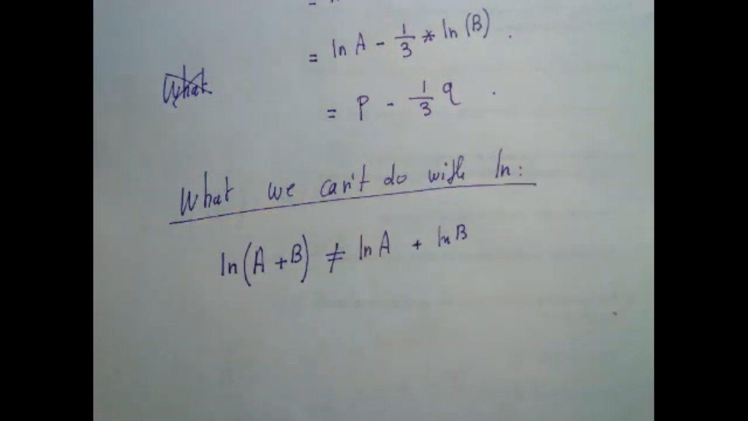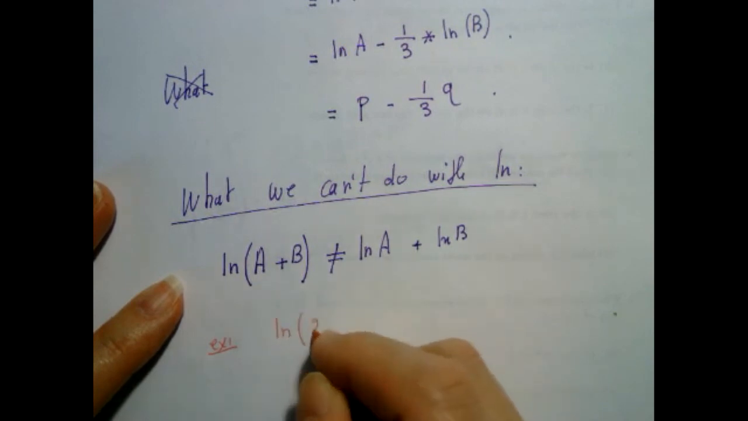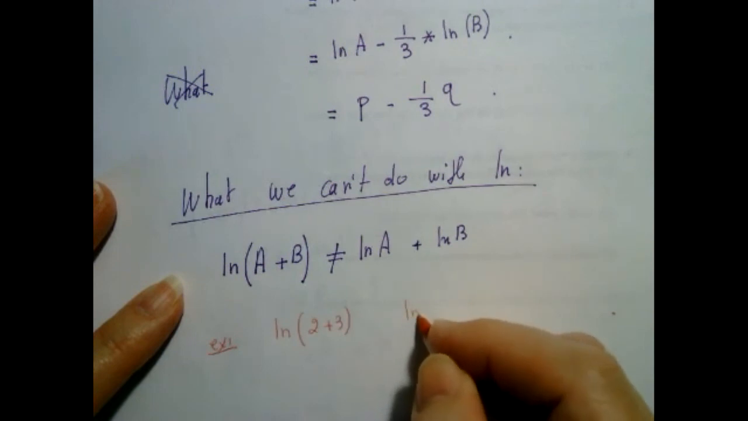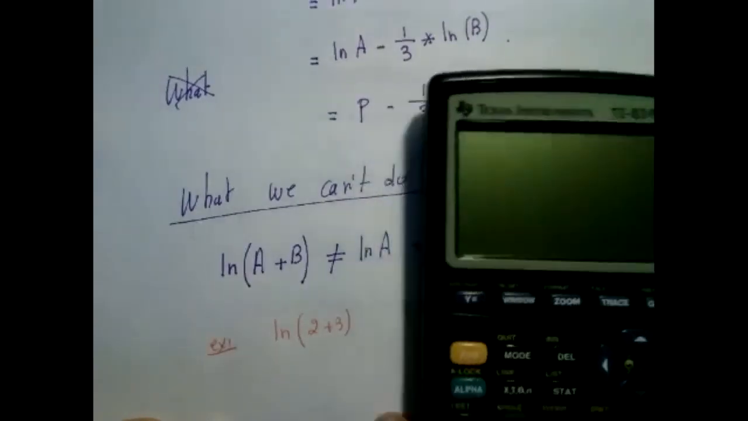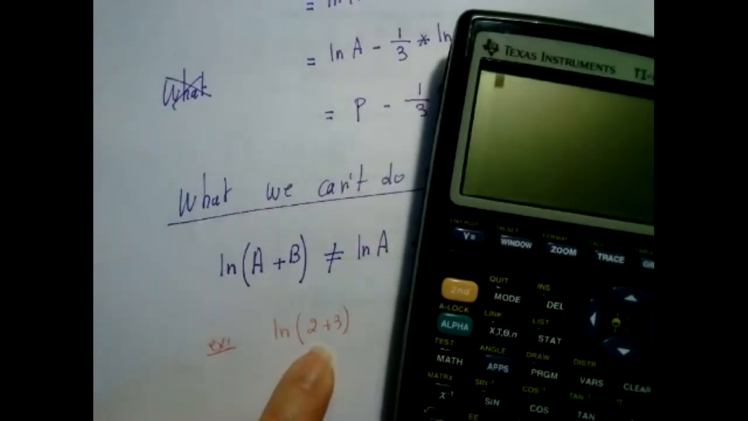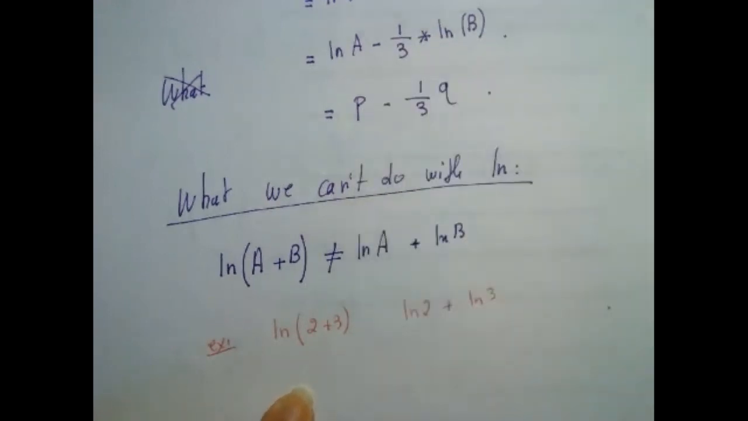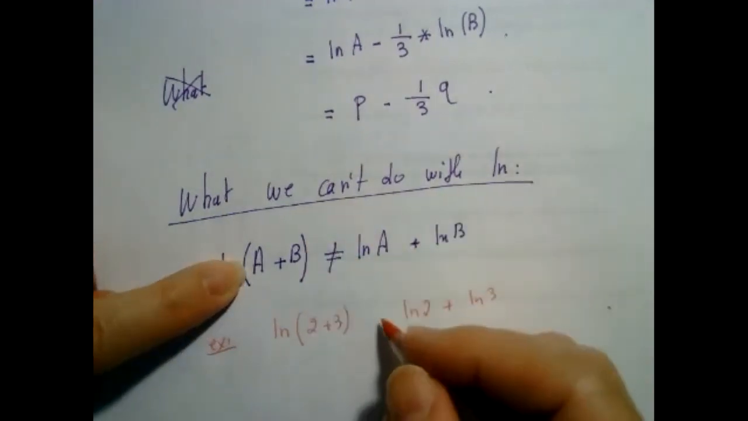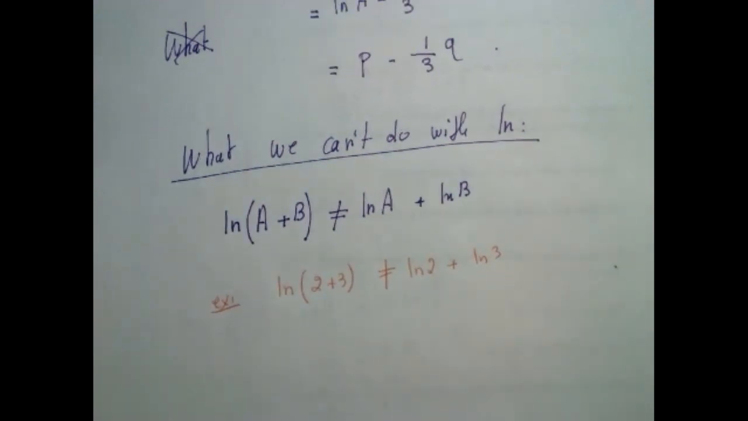Like, for example, suppose I take ln of 2 plus 3, and then I take ln of 2 plus the ln of 3. We just plug in those numbers. They are going to be very different from one another. If I do the first one, it's ln of 5, I'm getting 1.6. If I take the ln of 2 and add to it the ln of 3, I'm getting 1.79. They are absolutely different from each other. So if I have a sum inside the parentheses, I cannot touch it. It has to stay a sum. We cannot simplify it.